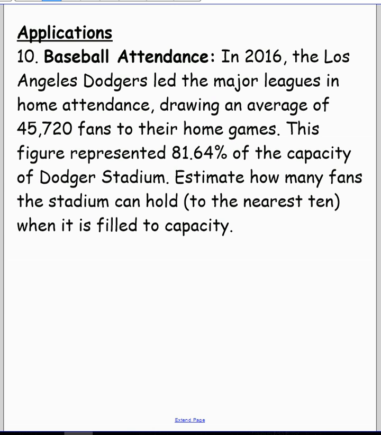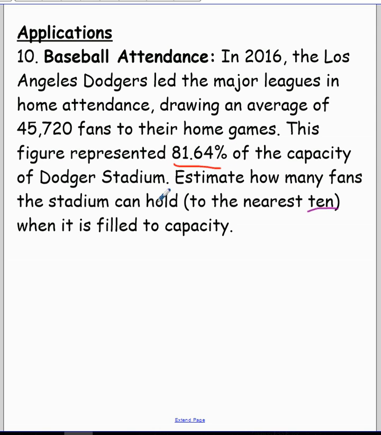So it's asking us to estimate how many fans the stadium can hold, rounded to the nearest 10, when it is filled to capacity. Now, this is not tenth, it's in front of the decimal, 10, and I will point out that because it's a story problem, rounding to the nearest tenth really wouldn't make sense, because our number will represent the amount of fans or people, and usually when we are talking about people, we round to the nearest whole number. So anyway, let's take a look at how to set this one up.